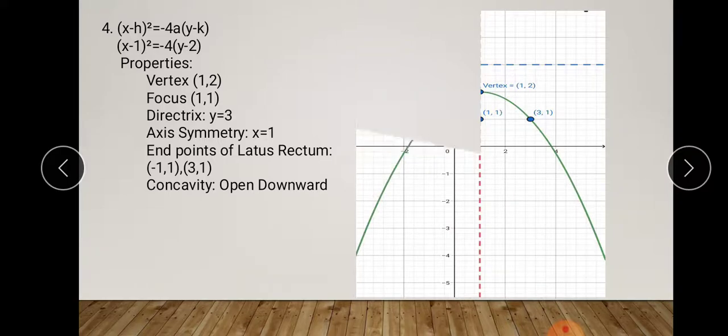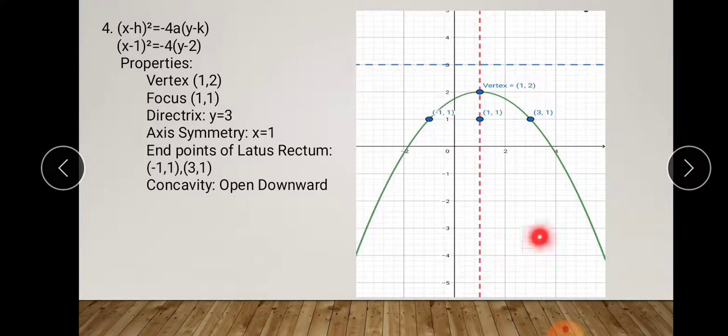And this is the graph of example number 4. This is the directrix, this is the vertex, and this is the focus, and this is the end of the latus rectum, and this is the axis of symmetry.